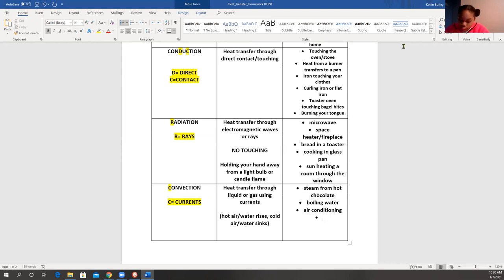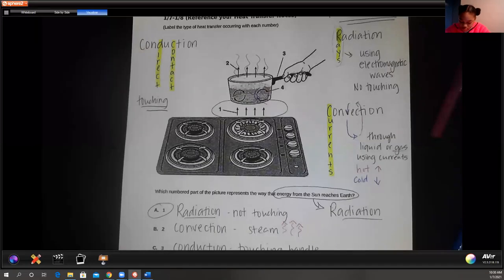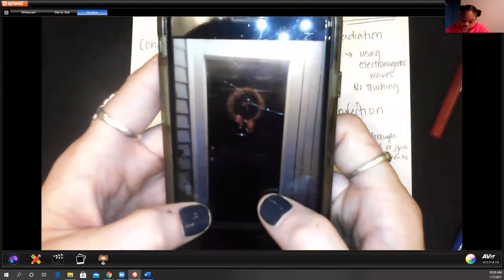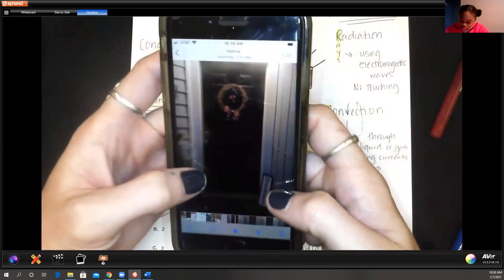So this is what I tried to slow-mo it. Come on, Miss Girly. All right, so let's see if it works. So there's my front door, okay? I don't know if it'll work. And there's the vent right there. You guys see the vent in my festive little house? Okay.